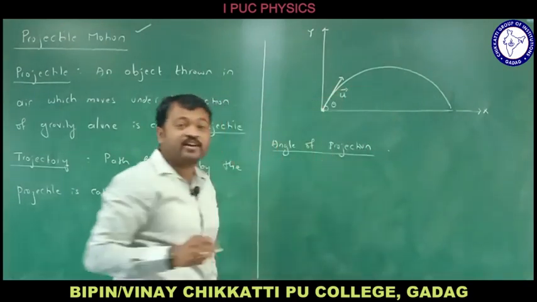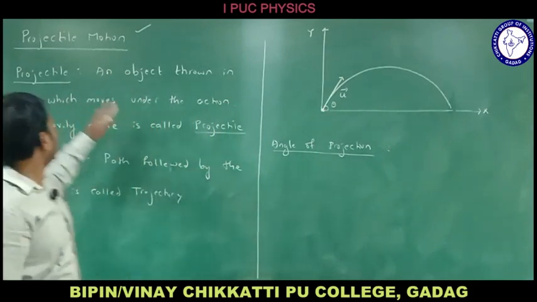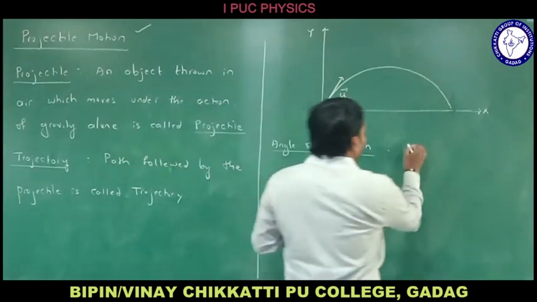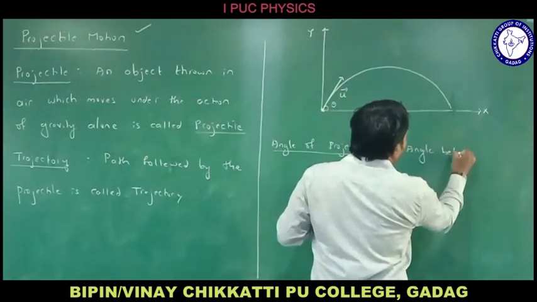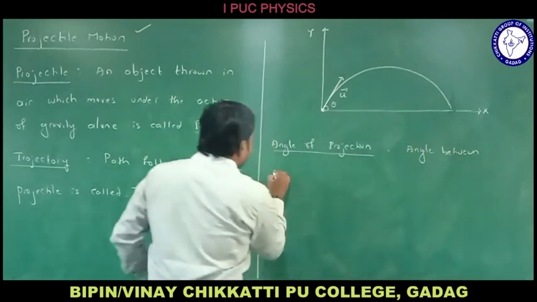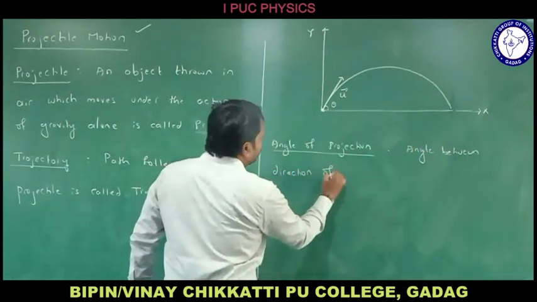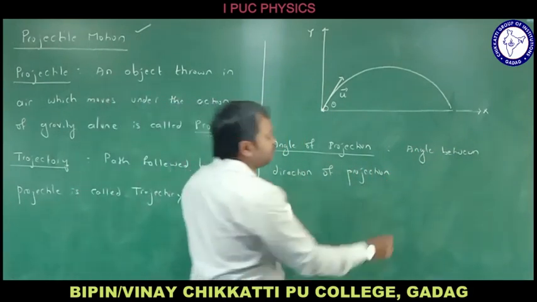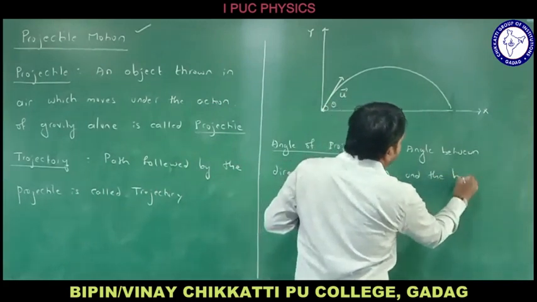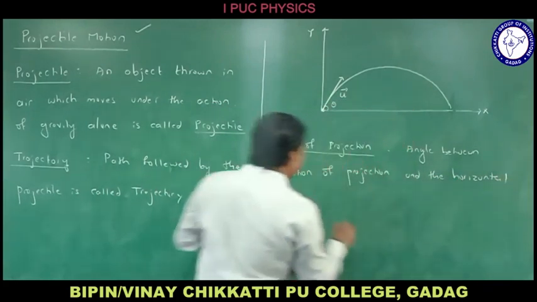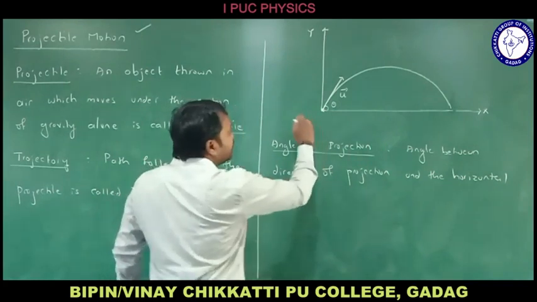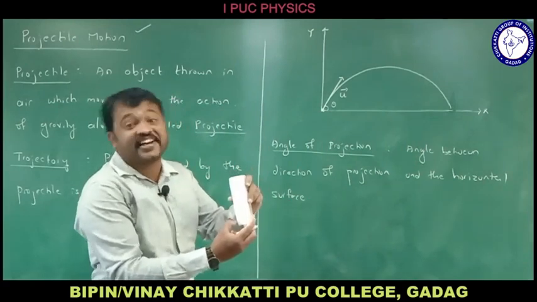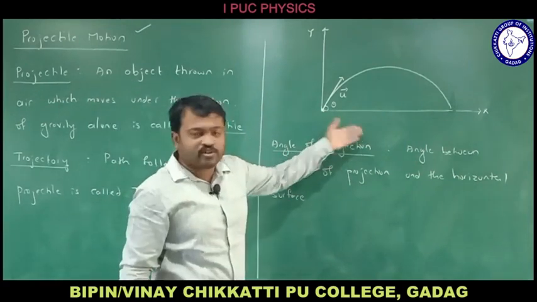Do remember, this is the third word that you need to remember: projectile, trajectory, and angle of projection. So what is the angle of projection? It is the angle between the direction of projection and the horizontal surface. This surface is always called horizontal, and this surface is called vertical, right? This is vertical, this is the horizontal surface.